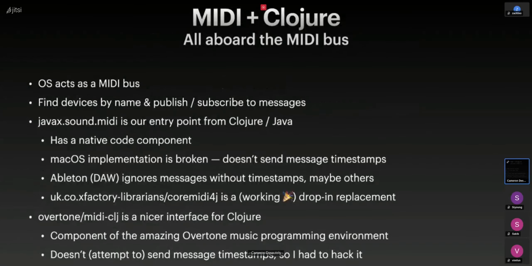As far as how you do MIDI from Clojure, the cool thing about MIDI is that when you plug it into a computer, your operating system really acts as a MIDI bus, right? So messages are sent by devices. Any other devices can subscribe to those messages. It's kind of a pub-sub story in a lot of ways. So you can listen to any device on the system, and from whichever side of that you want to do it, whether you want to be an input or an output, it all just plugs into one unified hub on the system.